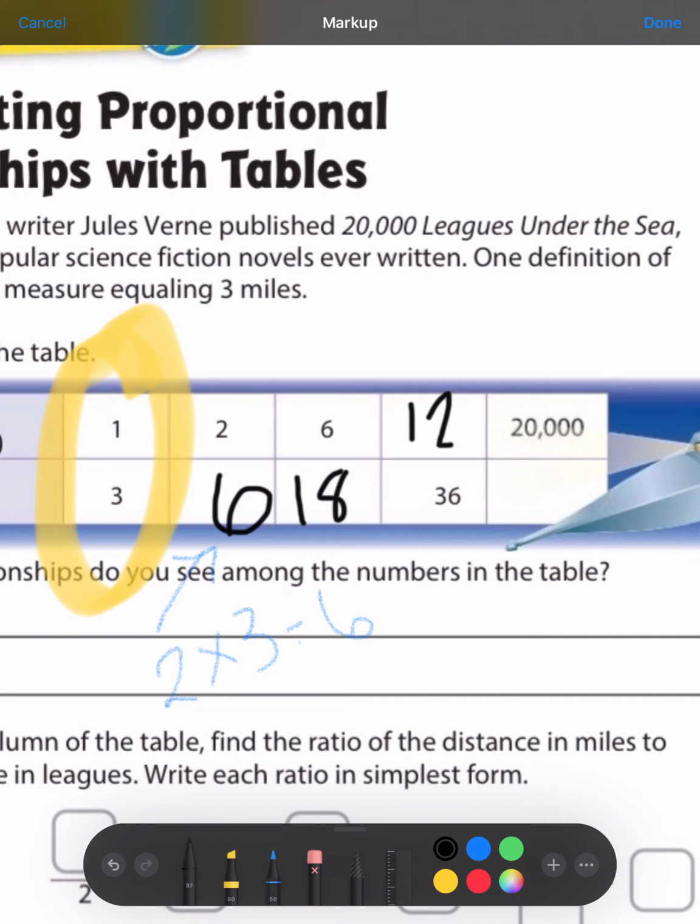And now 20,000 times 3 gives us what? That's going to be 60,000.